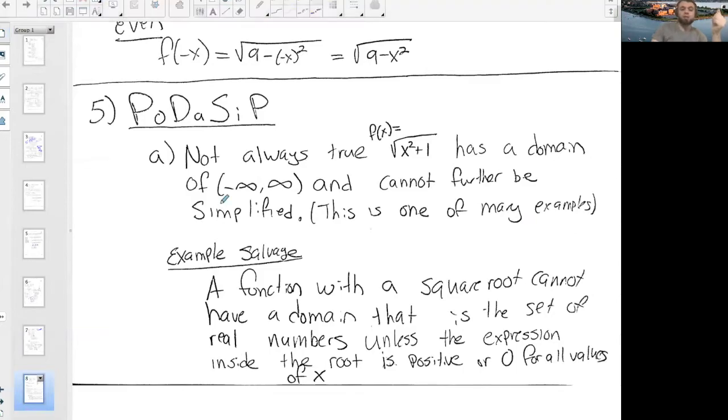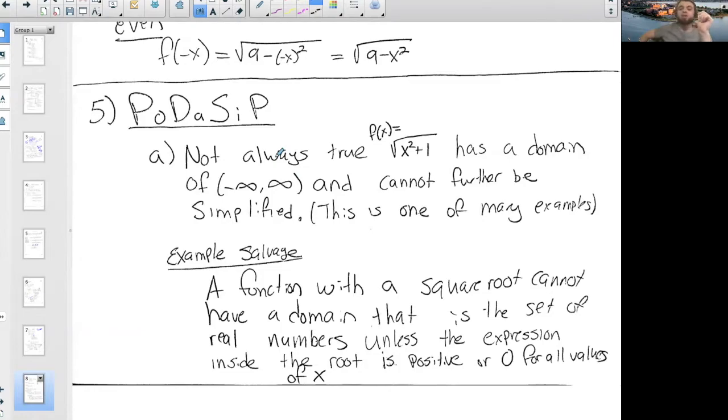All right, participants, just quick. So A: a function with a square root cannot have a domain that is the set of real numbers. That is actually not true. It will only not have all real numbers if there are numbers that make the number under the square root a negative number. So for example, x squared plus 1 is never negative. There's no x that will ever make that negative, even straight up x squared.